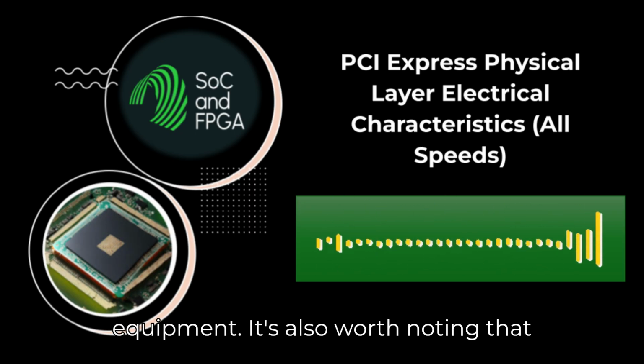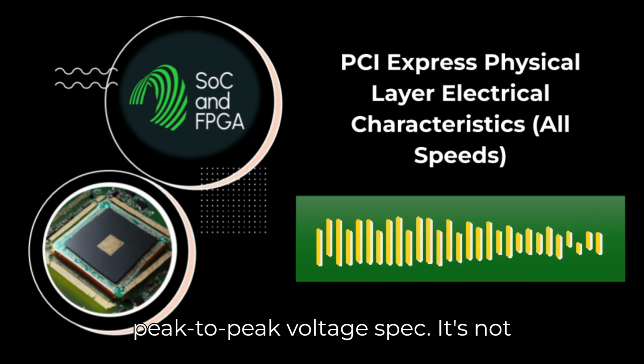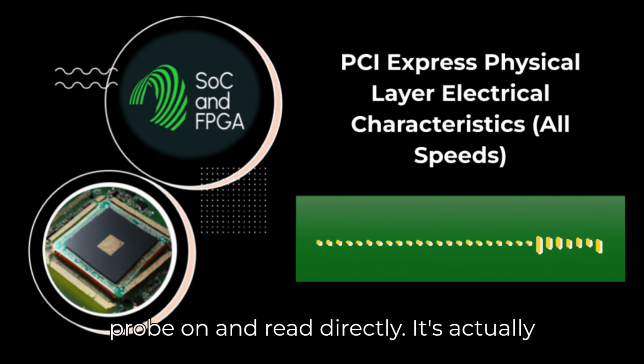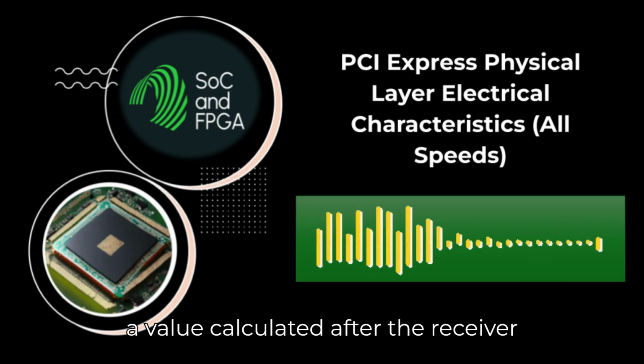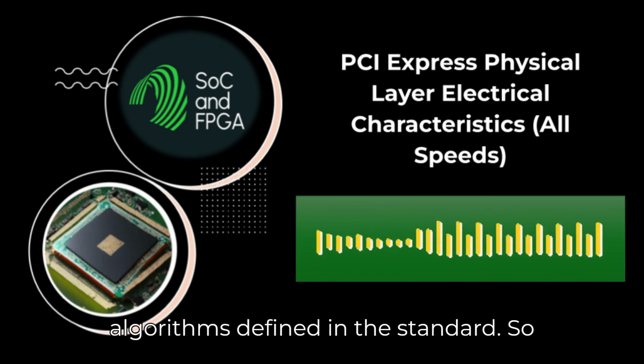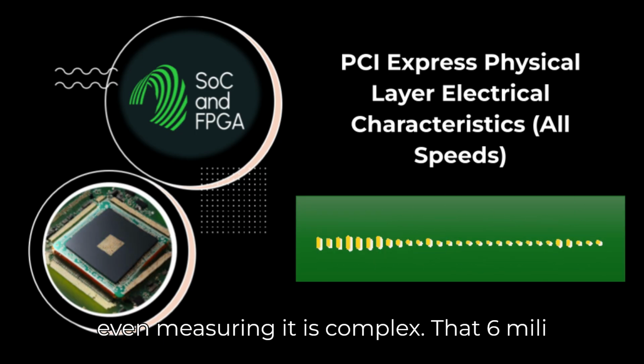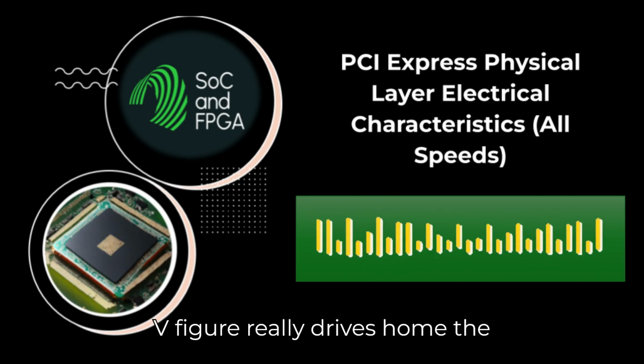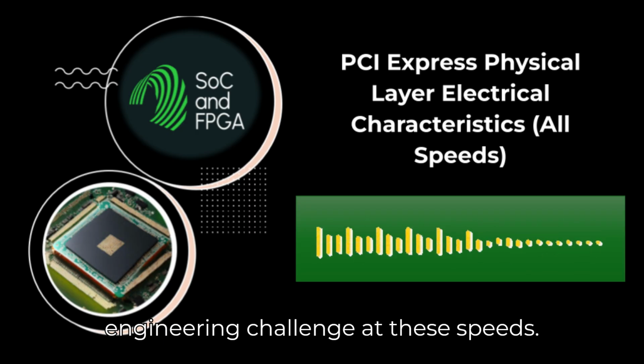It's also worth noting that peak-to-peak voltage spec. It's not something you just stick an oscilloscope probe on and read directly. It's actually a value calculated after the receiver does its clock recovery, using specific algorithms defined in the standard. So even measuring it is complex. That 6 millivolt figure really drives home the engineering challenge at these speeds.